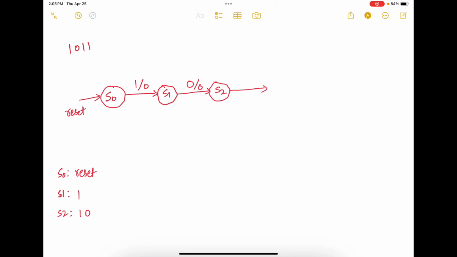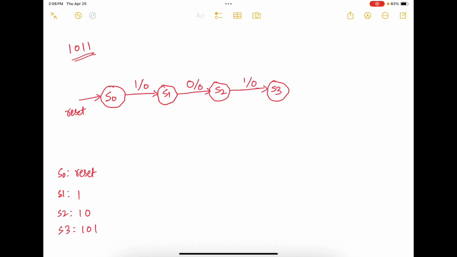From S2, if I get a 1, I move to S3 with my output still a 0. So S3 is 1, 0, 1. Remember, in a Mealy machine, the number of states is equal to the length of the sequence. So we have 4 bits in the sequence and we have 4 states.